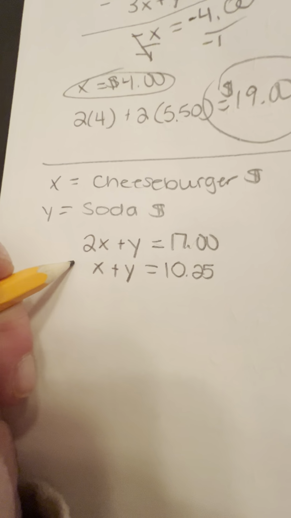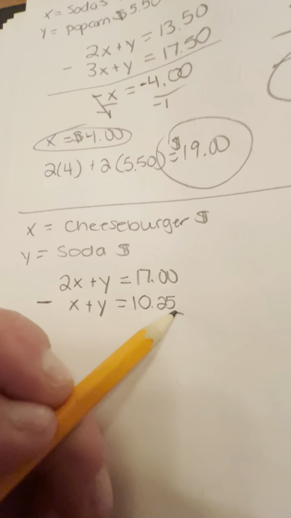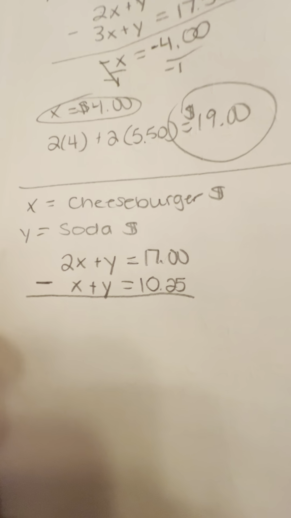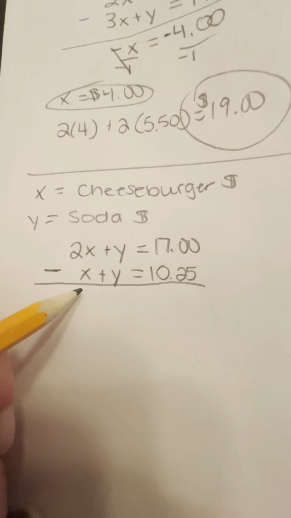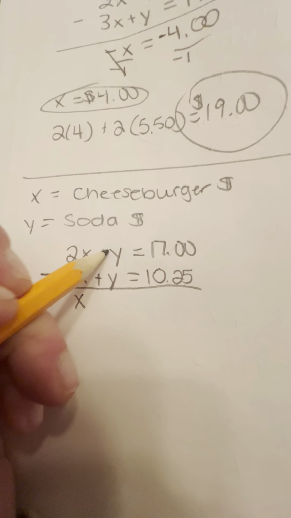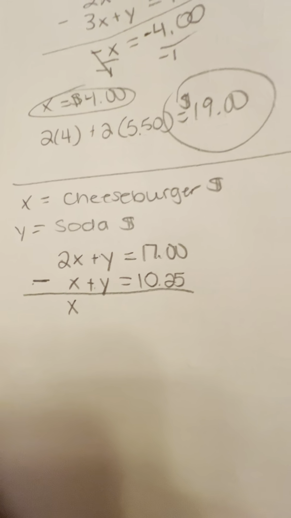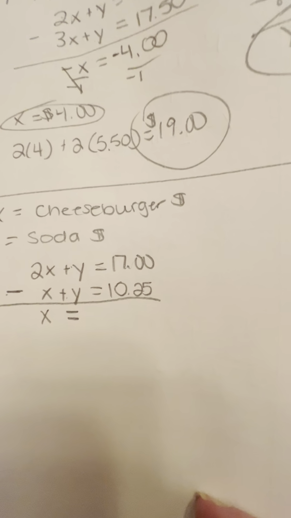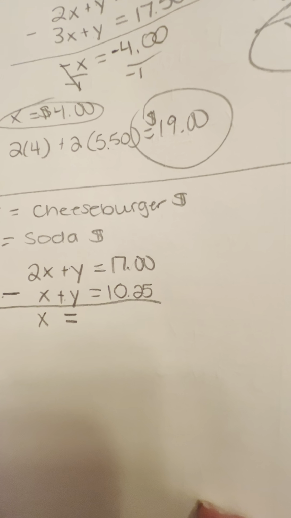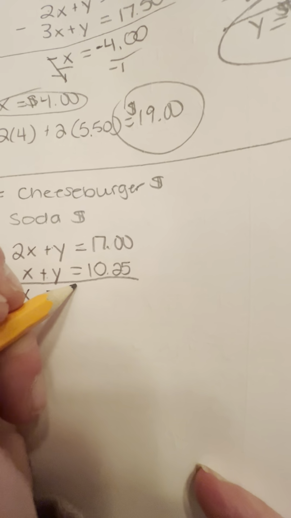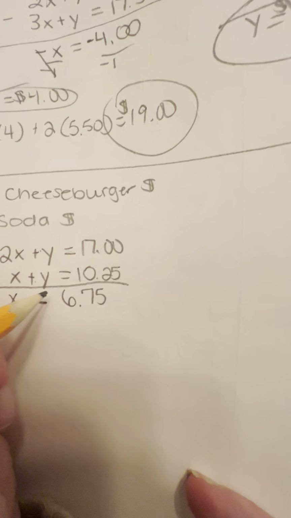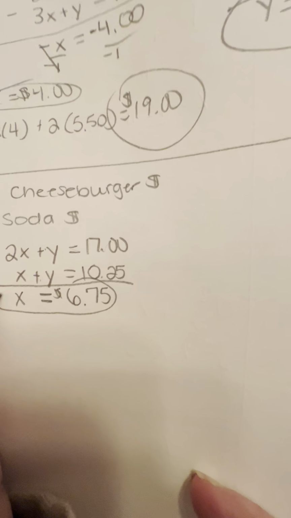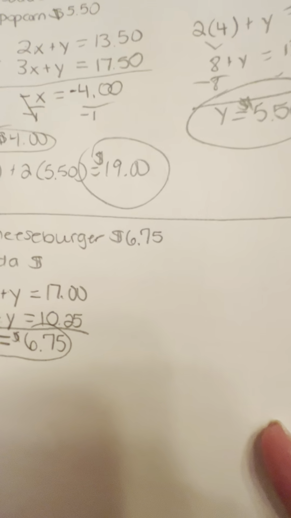So what I am going to do is I'm going to subtract everything from the second equation from the first equation. So 2x minus 1x is going to be just 1x. Y minus y is just going to be 0. And then we're going to do 17 minus 10.25. And that's going to leave me with a total of $6.75. So that's how much the cheeseburger costs. So I'm going to put that right here because I'm going to need that for order 3.